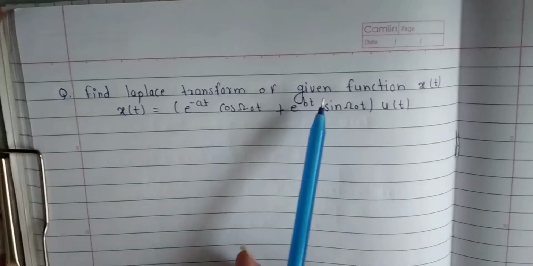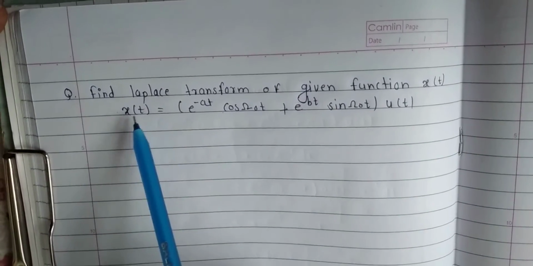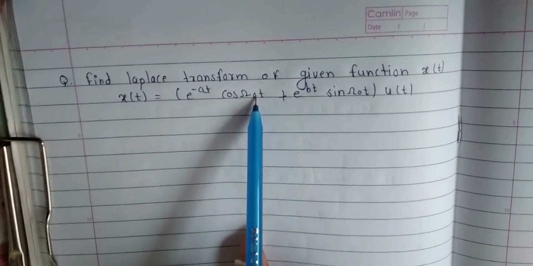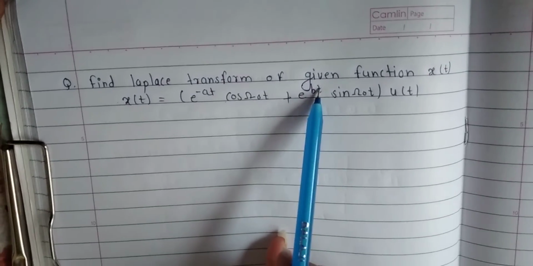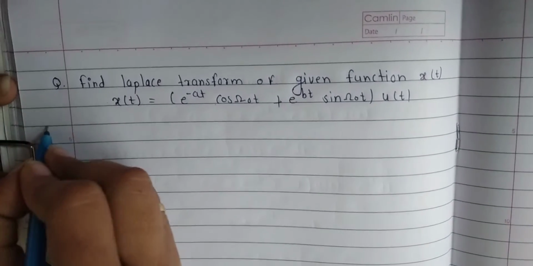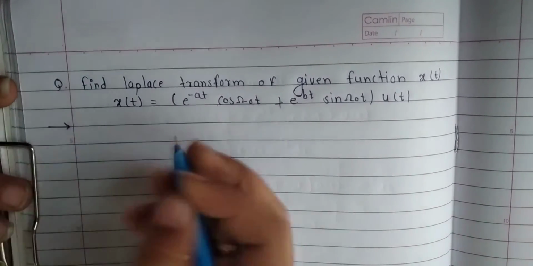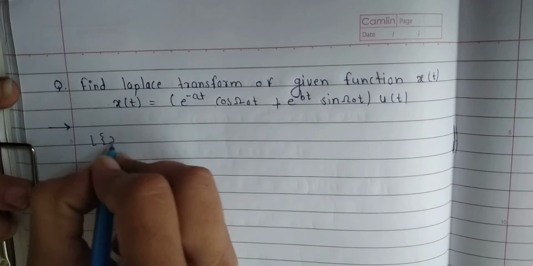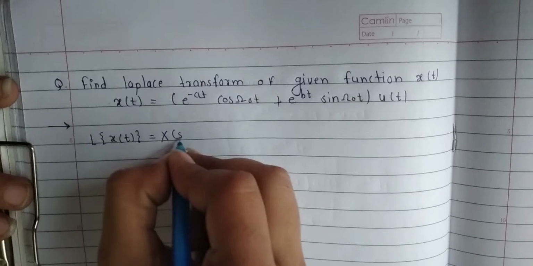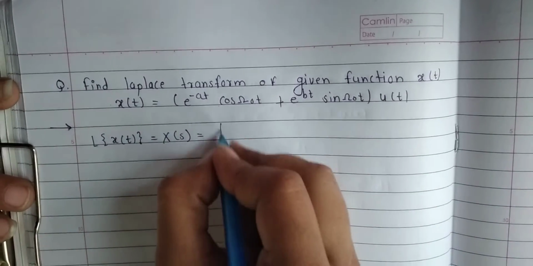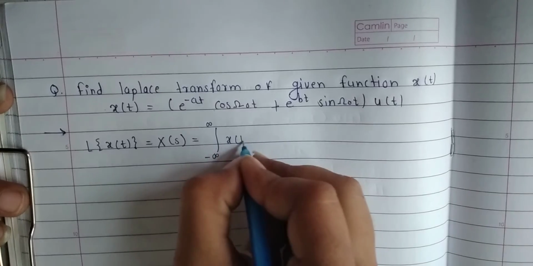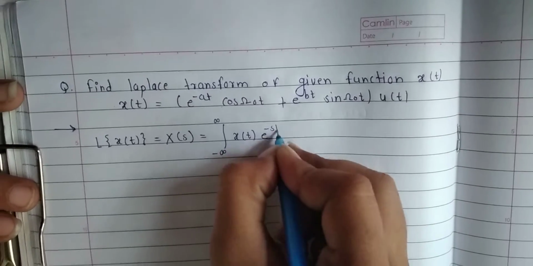Find the Laplace transform of a given function x of t, where x of t is equals to e raised to minus at cos omega naught t plus e raised to minus bt sin omega naught t into u of t. Now we find the Laplace transform of this function. Laplace transform of x of t is equals to X of s is equals to integration minus infinity to infinity x of t e raised to minus st dt.